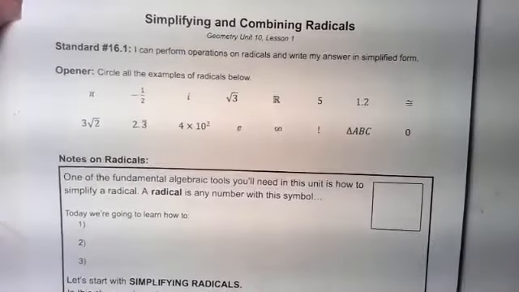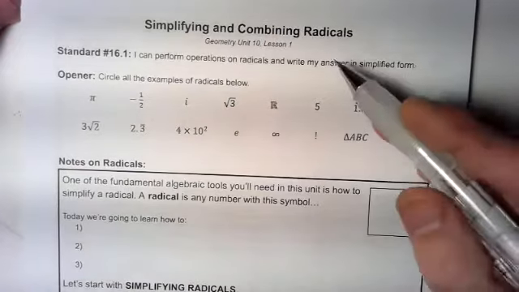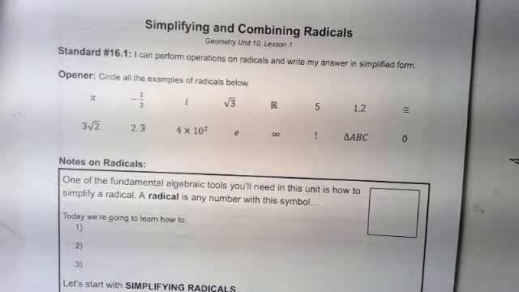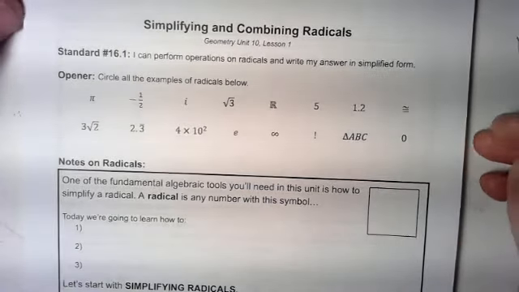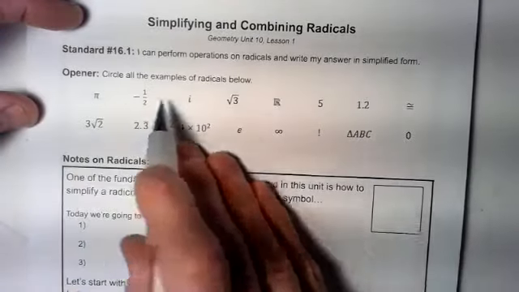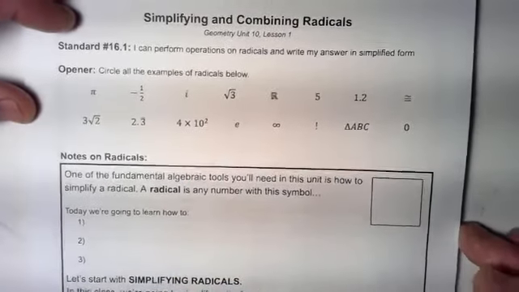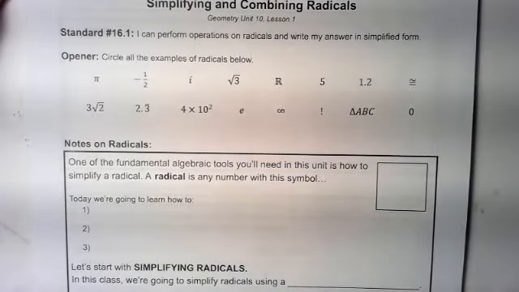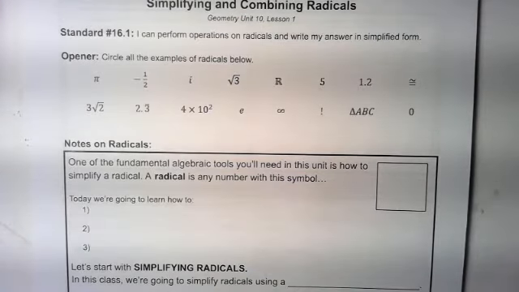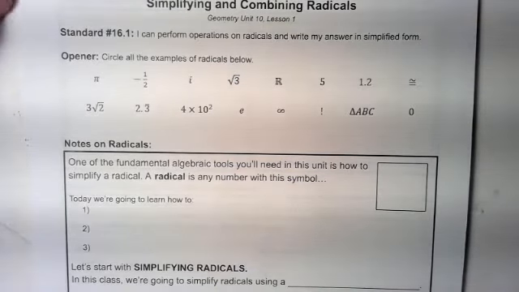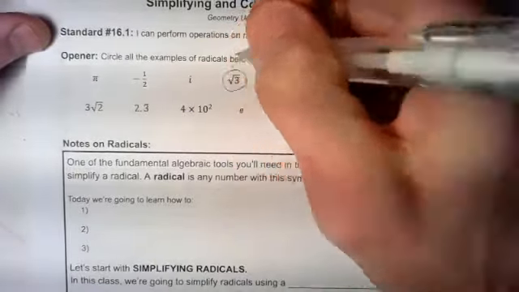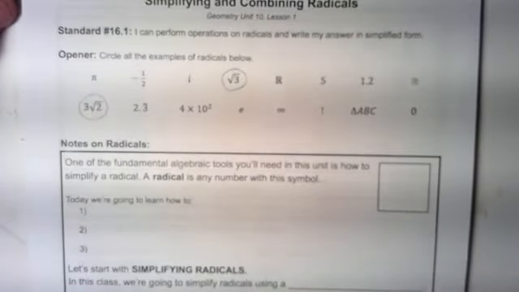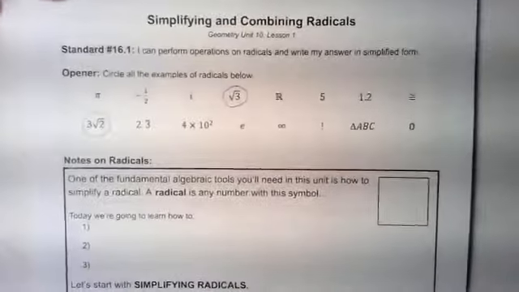Okay. Standard 16.1 is going to be lesson 1, simplifying and combining radicals. So this is going to be more calculation based for today's lesson as opposed to the geometric stuff that we've been doing in the past. So circle all the examples of radicals below as our warm up. So just try to remember what it is that radicals are in this situation. Go ahead. Right, hopefully you circled the square root of 3 and 3 times the square root of 2. Those are the only 2 radicals that are here in this particular situation.